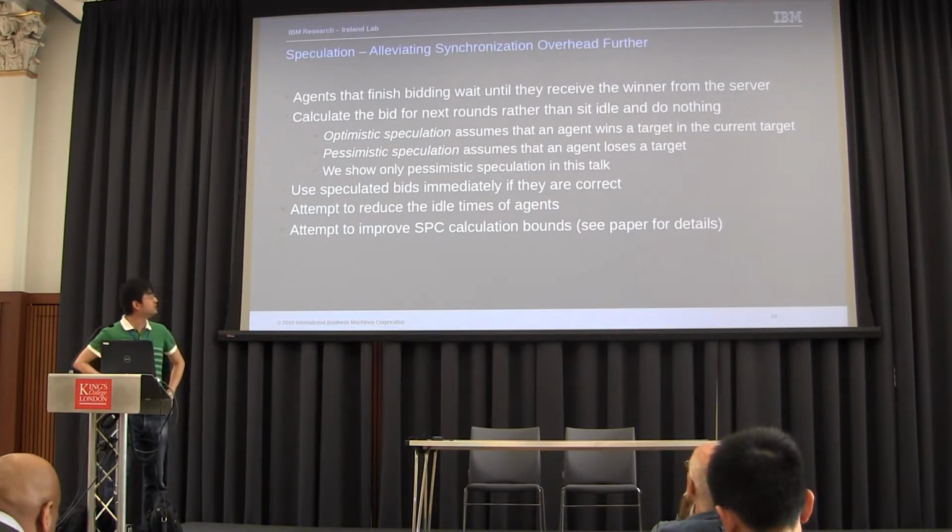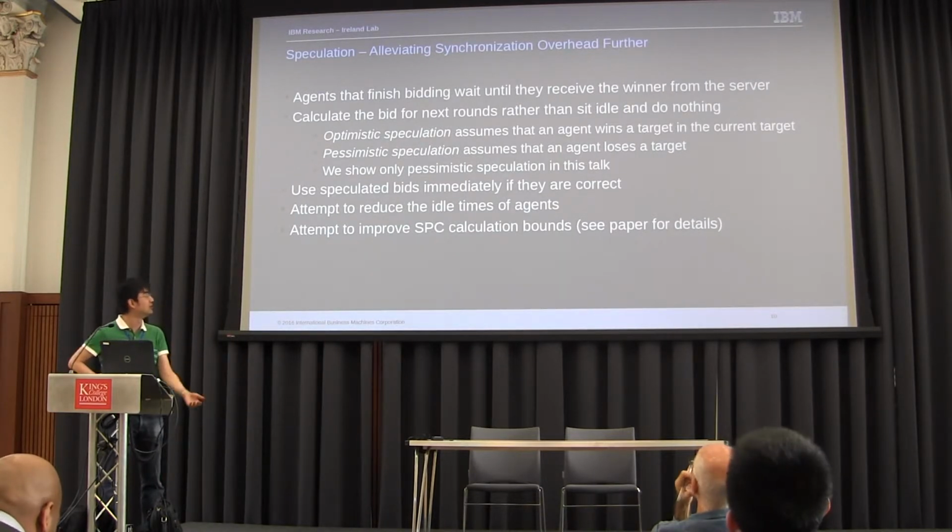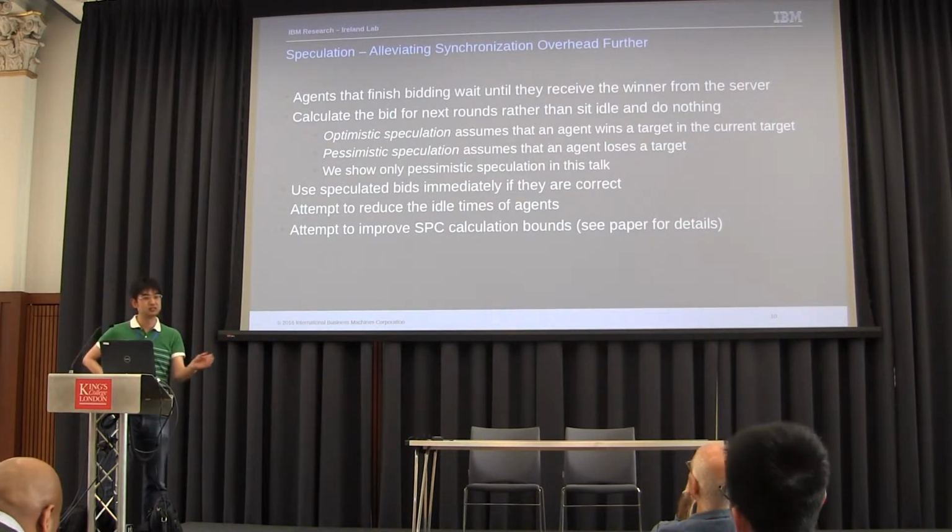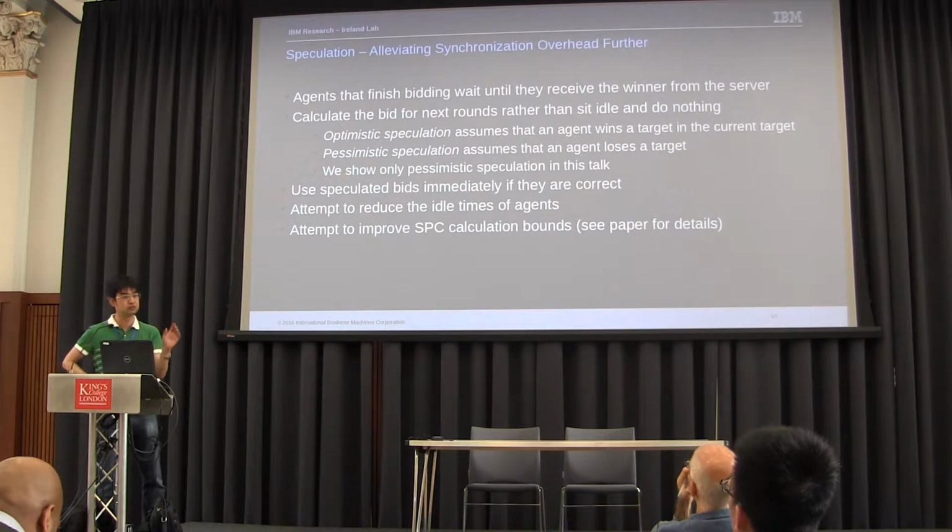And there are several ways. One way is that we just optimistically assume that the agent wins the target, and then that agent is added to the current shopping path. Then, based on that path, that agent tries to speculate on the future and keeps going with that.